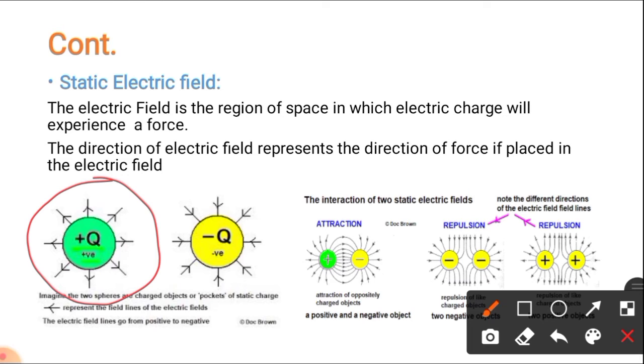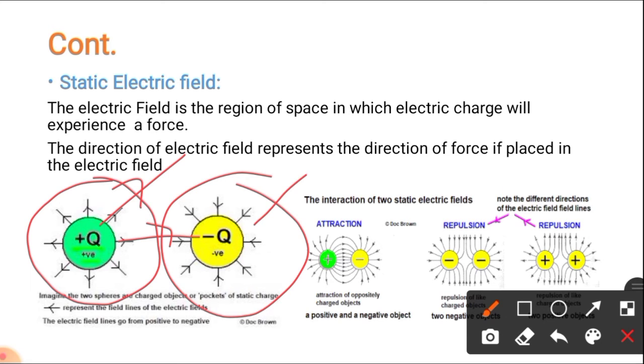So the direction of electrical field is represented by the direction of force. Here this is the positive charge and the direction of force is outward. Similarly, in case of negative charge, the direction of force is inward.